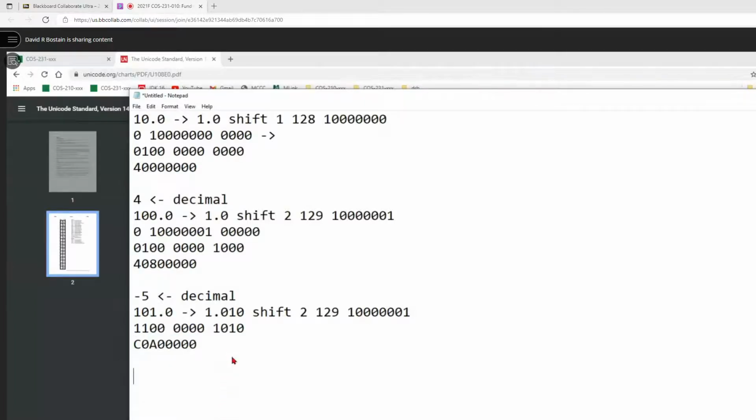Okay, now let's put our thinking caps on. And let's encode the number 1/2. It's in decimal. Take your time, work through in your head what has to happen here.